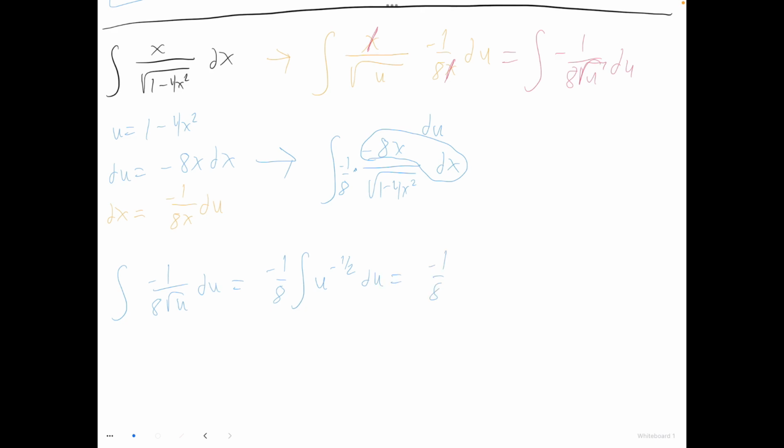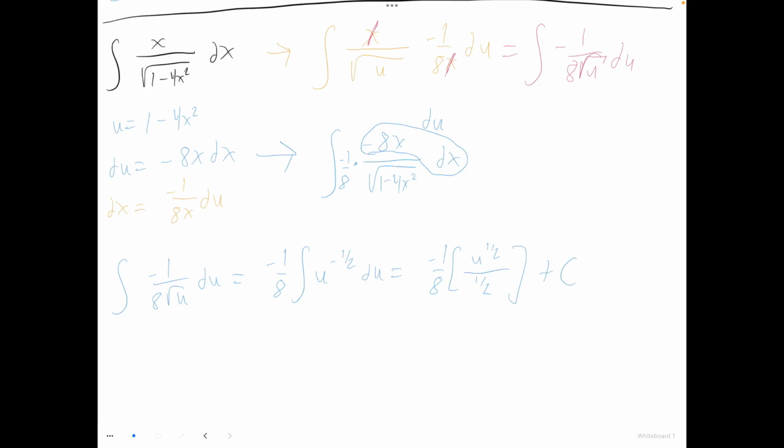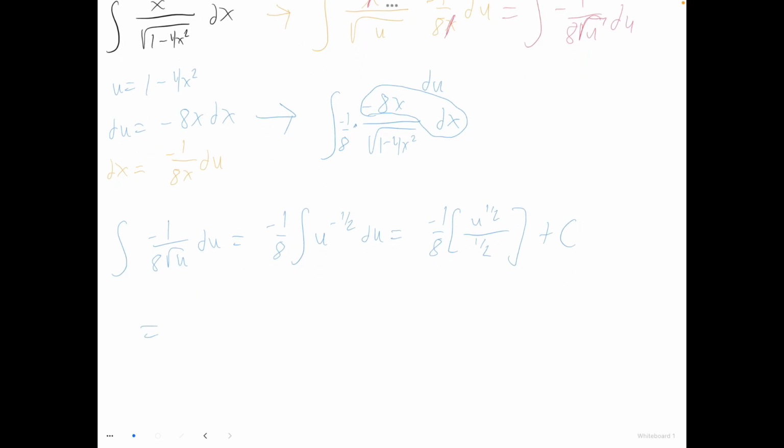So we have negative 1/8. U to the minus 1/2, using the power rule, is u to the 1/2 divided by 1/2. You add 1 to the exponent, divide by the new exponent. Then we're going to multiply by a constant. Dividing by 1/2 is the same as multiplying by 2, so we'll get negative 2 over 8 u to the 1/2 plus c. So we got negative 1/4 square root of u plus c.